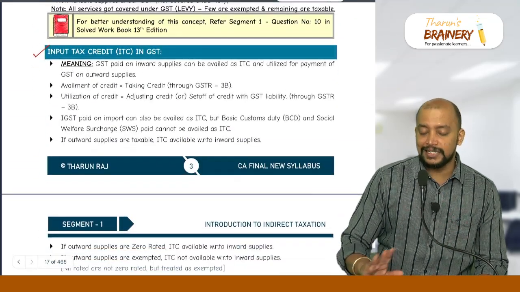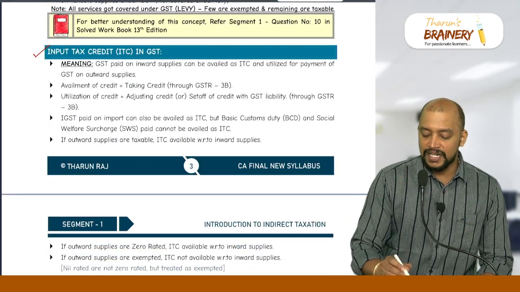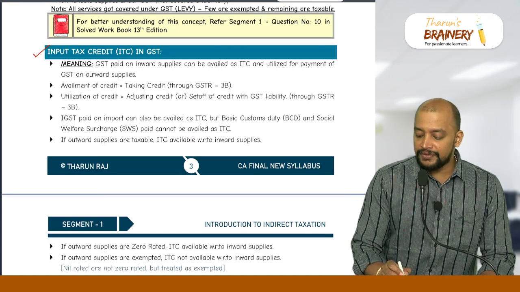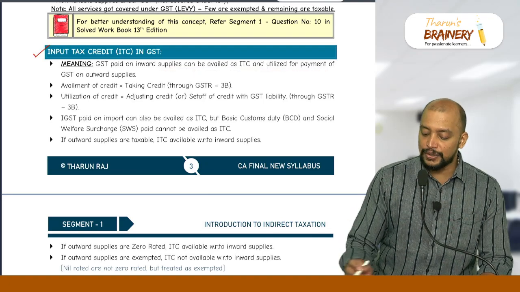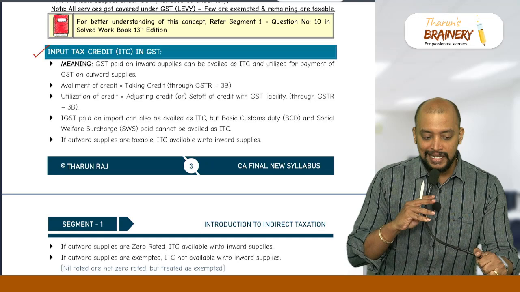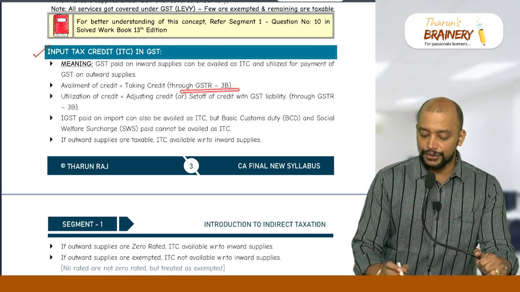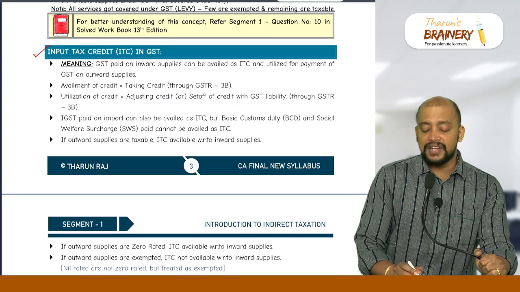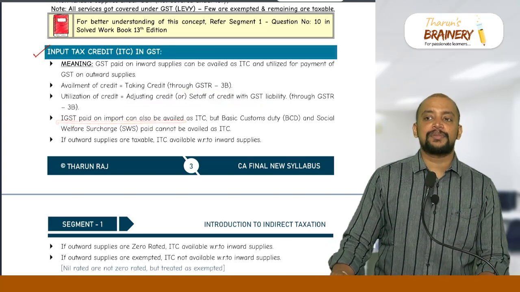And in this input tax credit we already completed. So what is the meaning of input tax credit? GST paid on inward supply can be availed as ITC and utilized for payment of GST on outward supply. Availment of credit means what? Taking credit, that is through 3B. Utilization of credit means adjustment or set off. Even IGST paid on import can be availed as ITC.